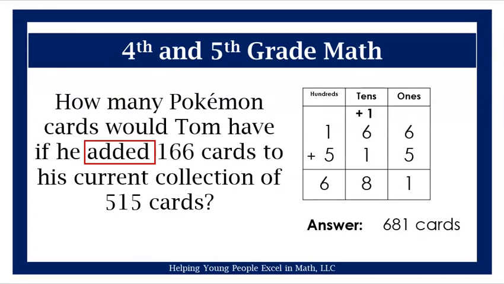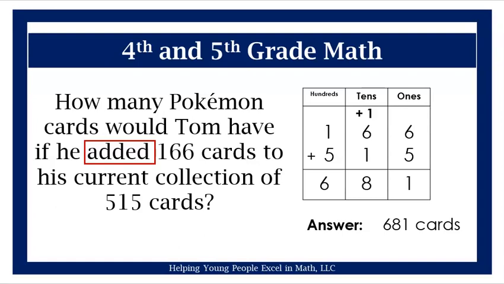Okay, we have 166 plus 515. Let's start at the ones place. 6 plus 5 is equal to 11. So we will put a 1 in the ones place and carry our other 1 to the tens place. 6 plus 1 is equal to 7. And we need to add another 1, which will make it 8. Moving to the hundreds place, we have 1 plus 5 is equal to 6. Our final answer is 681 cards.